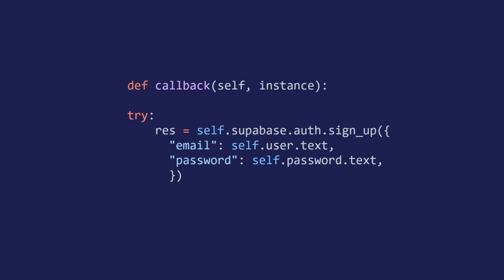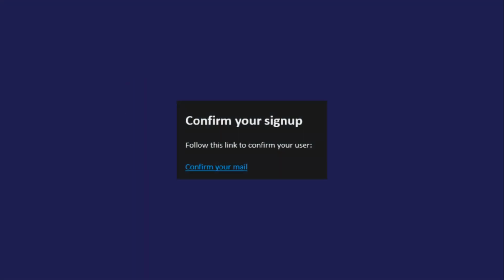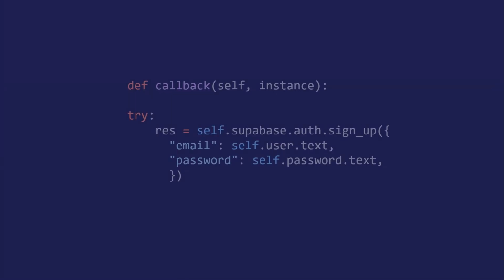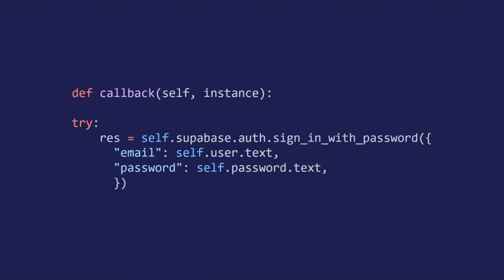So now if you check your email, or the email you put in, you should see an email from Supabase telling you to confirm your email. This is how we register users, but if we want to sign in instead of signing up, we just change sign up to sign in with password. We can even sign in with a one-time passcode which is sent to your email.